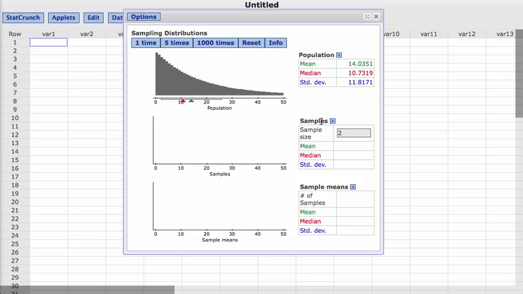And what I want to do is to take samples of 2, and look at the sample means. So remember, when I hit one time, it's going to take 2 samples, find the mean of those samples and plot it here. And we saw in the last module that this is going to create what is known as a sampling distribution of the sample mean. So we can do it again.